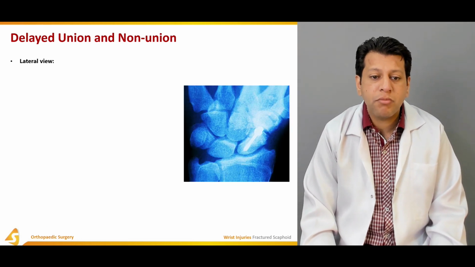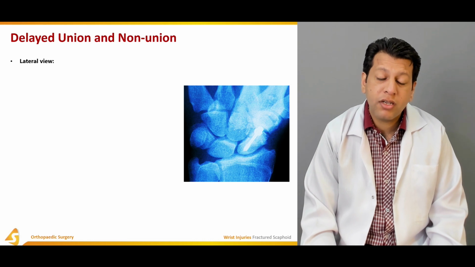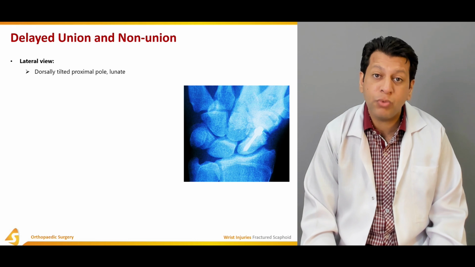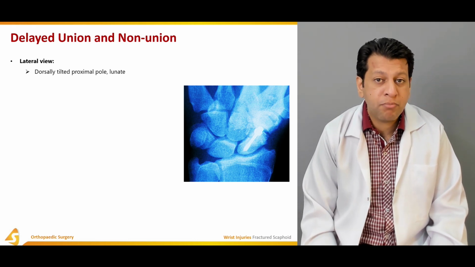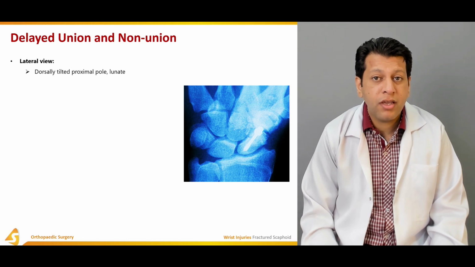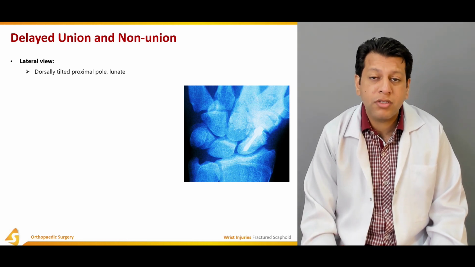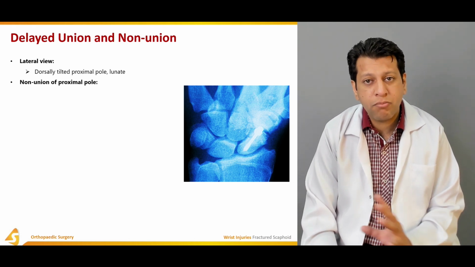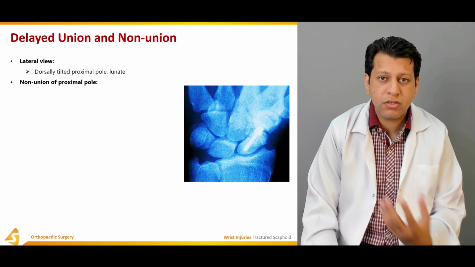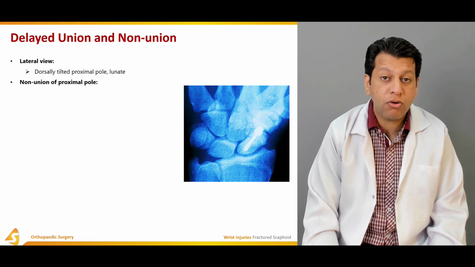Now, why do we still need to get a lateral view? It is just to look at the dorsally tilted proximal pole and the lunate as well. Sometimes this is associated with lunate perilunar dislocation. And scaphoid fracture is very common in occurrence along with perilunar dislocation. So we have to treat the wrist as a whole. We do not have to treat just one bone. So we have to get all the views.